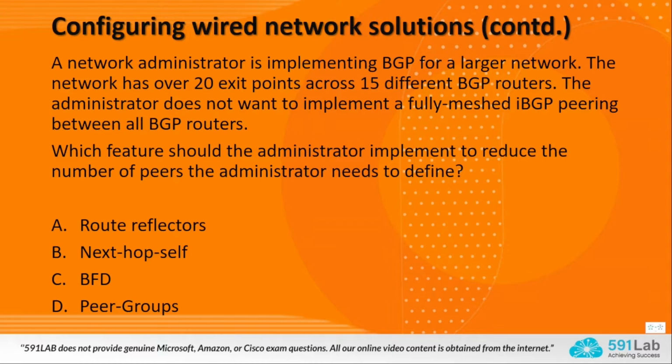Need to discuss a little bit on IBGP. Due to the BGP split horizon rule within IBGP, all IBGP peers within an autonomous system must be fully meshed, because any routes learned from an IBGP neighbor must never be advertised to any other IBGP neighbor. So in this question, the administrator does not want to implement fully meshed IBGP peering between all BGP routers. Look at this image.